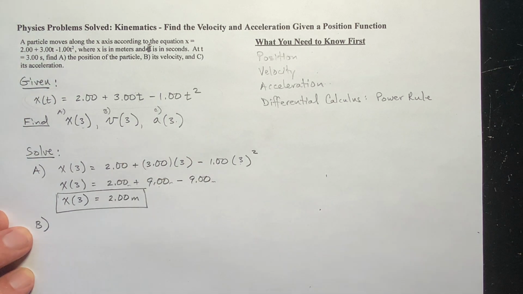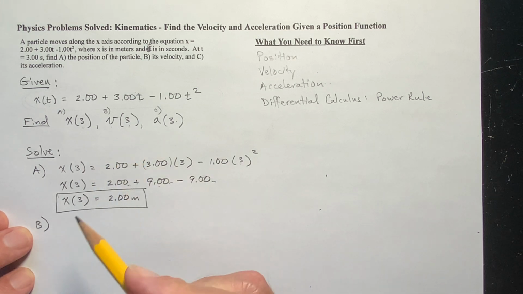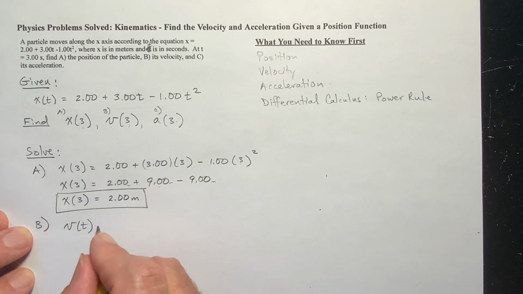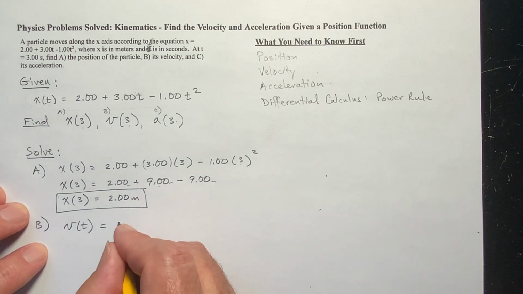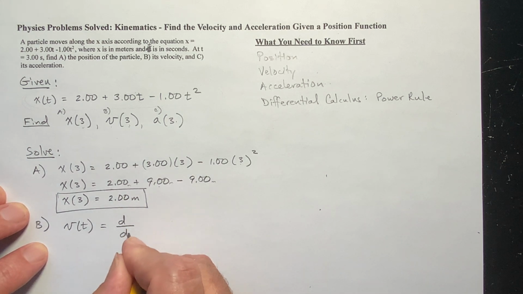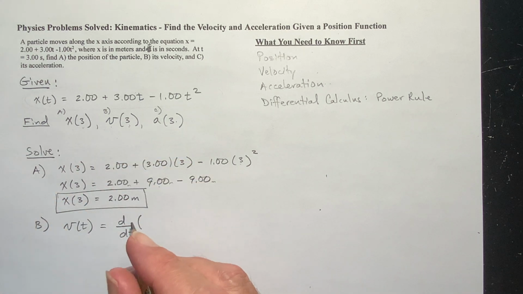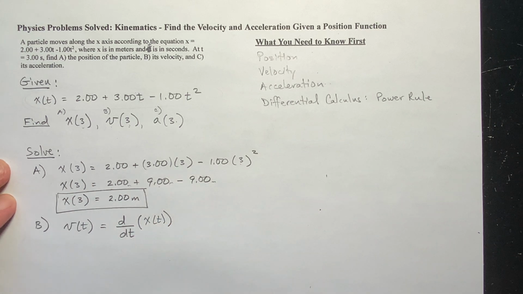All right. So let's do velocity. Now, before I can get velocity at 3 seconds, I need to know what the velocity is as a function of time. Here's one thing that you should know. Velocity is the time derivative of position. That is, if I take d dt of the position function, we'll just call that x of t, that's my velocity. And you can kind of think of this as a delta x over delta t, right?